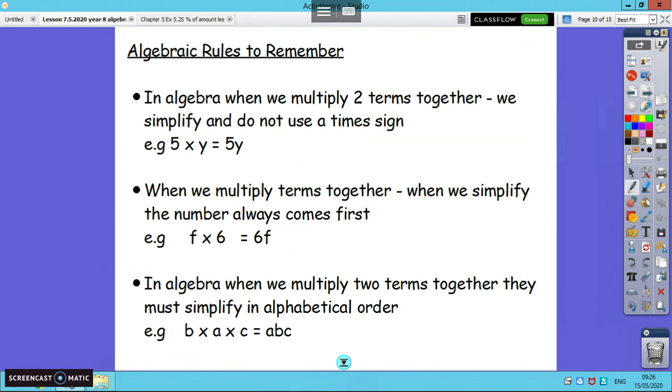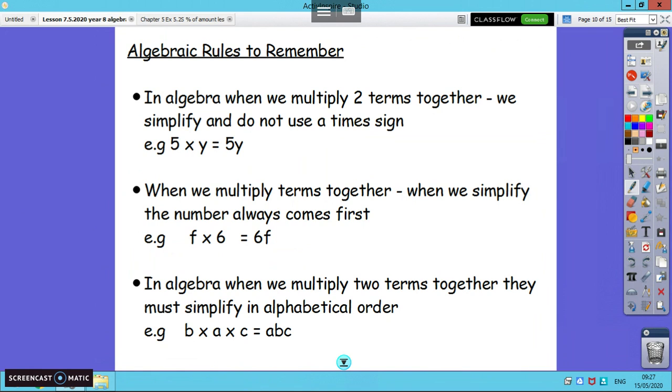Your second rule, when we multiply terms together, when we simplify, the number must always come first when we've simplified it. So for example, if I had something like f times 6, we must swap them round, get rid of that times sign, squish them together and put 6f. So the number always comes before the letter.